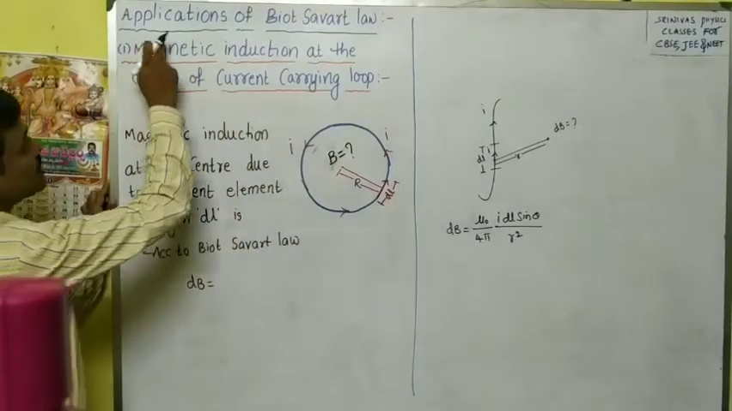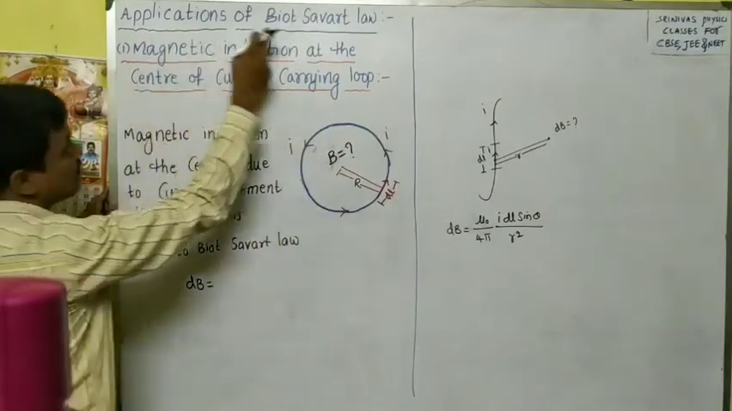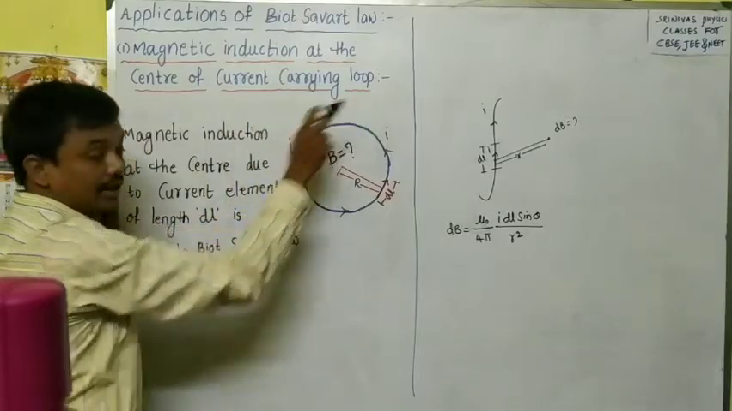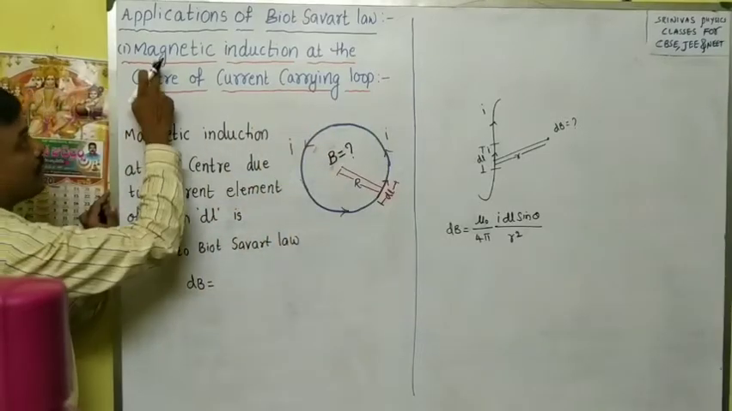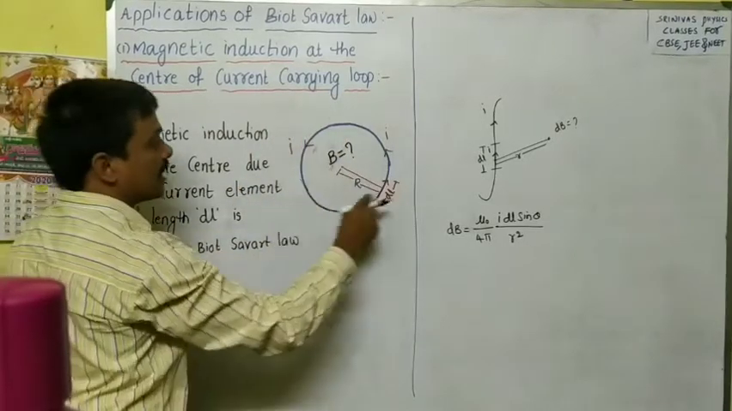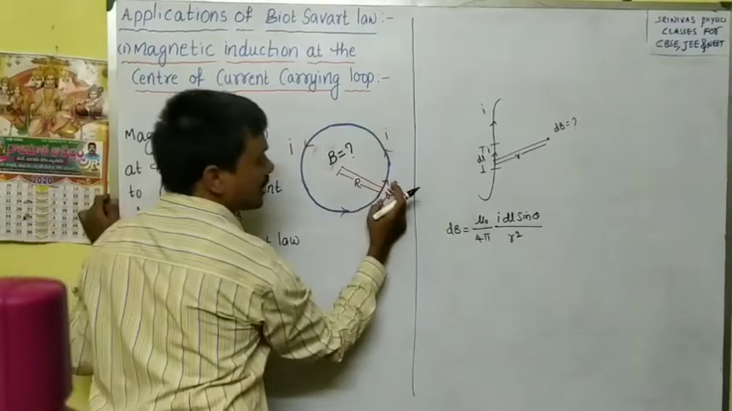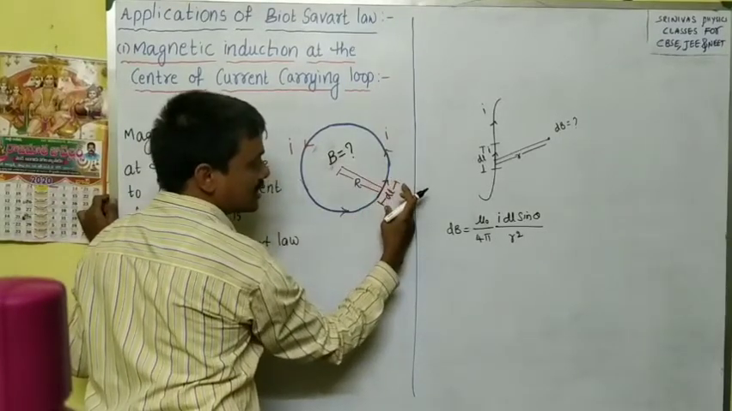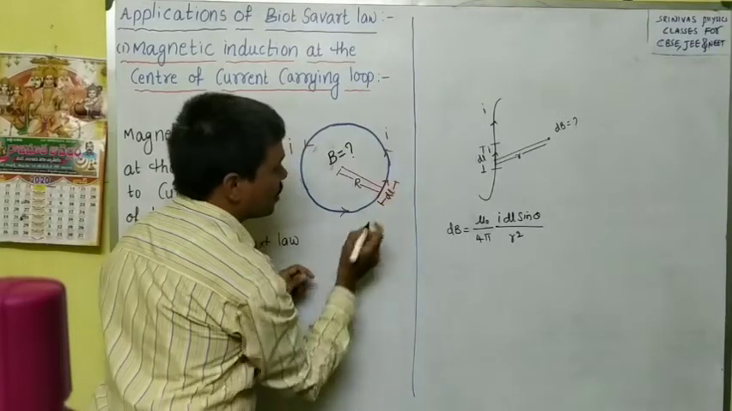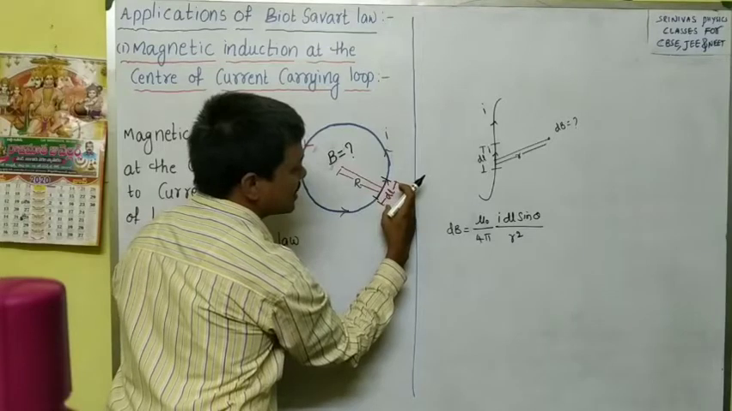Now the first application I am going to give is the magnetic induction at the center of a current carrying loop. How do we find the magnetic induction at the center of a current carrying loop? This is the current carrying loop, and it carries current I. On it I am taking a small element whose length is dl. Look here, in red color, this is the small element, whose length is dl.